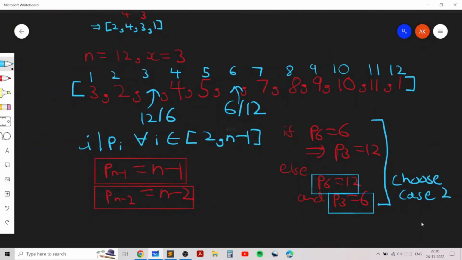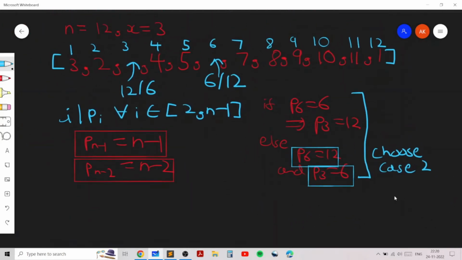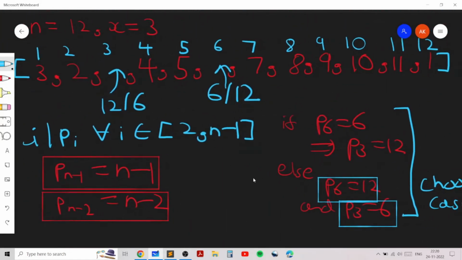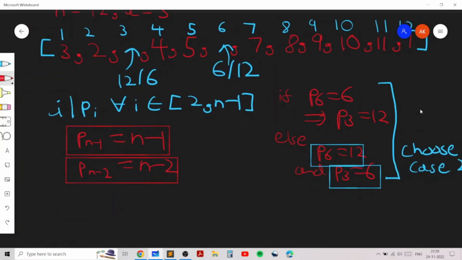So I'll be explaining exactly how we get to that property, but for now just notice that we are concerned only with the positions which are not fixed. The positions which are fixed are the positions like 2, 4, 5, 7, 8, 9, 10, 11, which can't change because there are no multiples of that number. Only the positions which are a factor of n and are a multiple of x can change. And I'll be explaining exactly how to find out the numbers which should come at those positions.